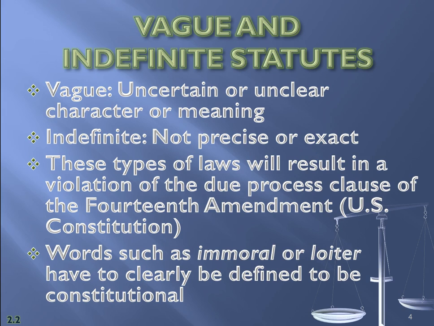So they're indefinite, meaning they're not precise or exact. And these types of laws will in fact result in a violation of due process, which I just stated, the due process clause of the 14th Amendment. Now, a couple of those words that are out there for us to consider would be words like immoral or loiter. If used in a crime, they would have to be very, very clearly defined to not be vague. Okay, does that make sense?